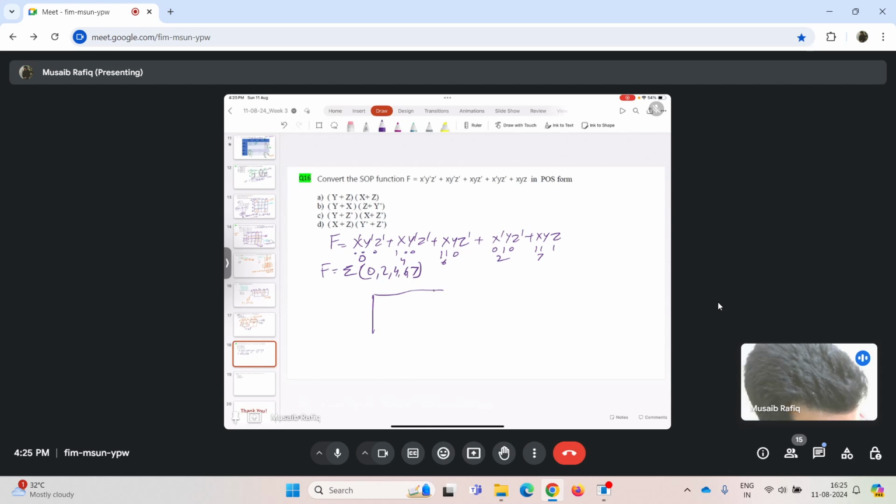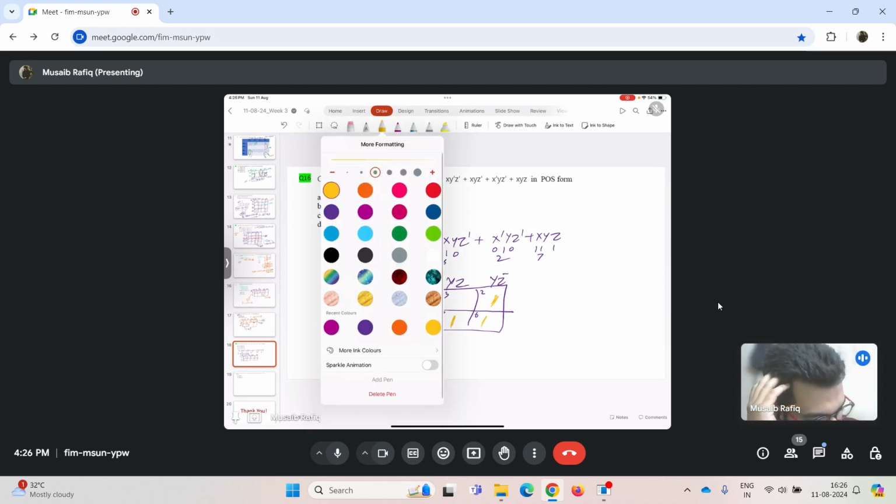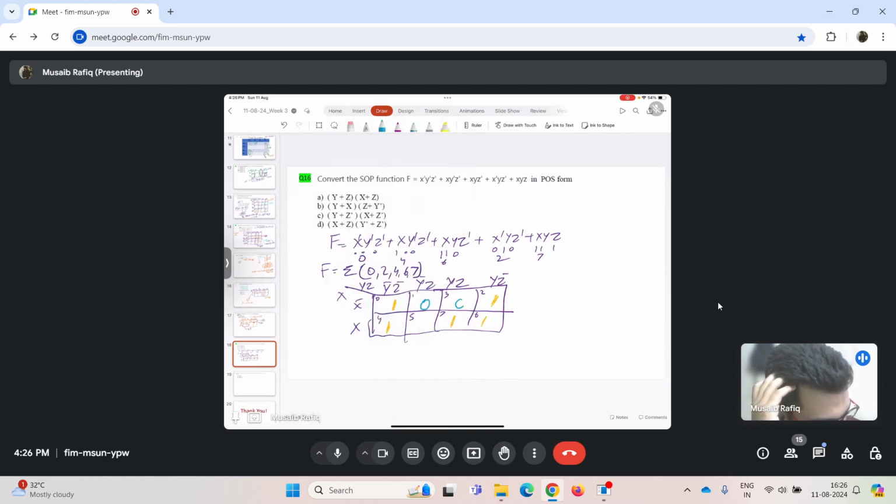Now we'll draw the K map for this. So here I am having x, here I am having z. This is x bar, x, this is y bar z bar, y bar z, y z and y z bar. So this is 0, 1, 3, 2, 4, 5, 7, 6. So it is 0, 2, 4, 6, 7. I have marked it as 1, 1, 1, 1. But what we need is we need to find POS form. So what I'll do, I'll just write the zeros. Here 0, here 0 and 0.